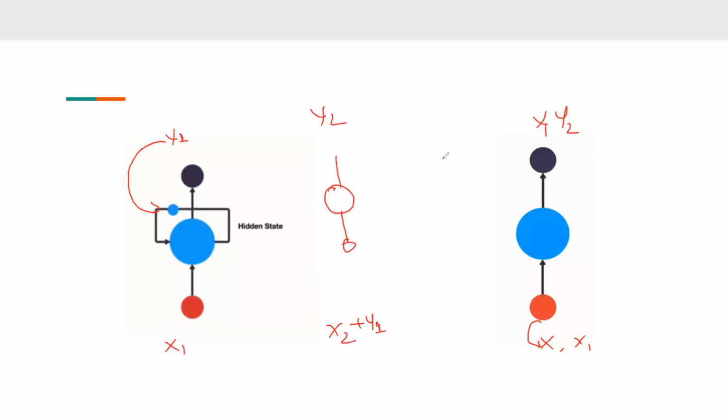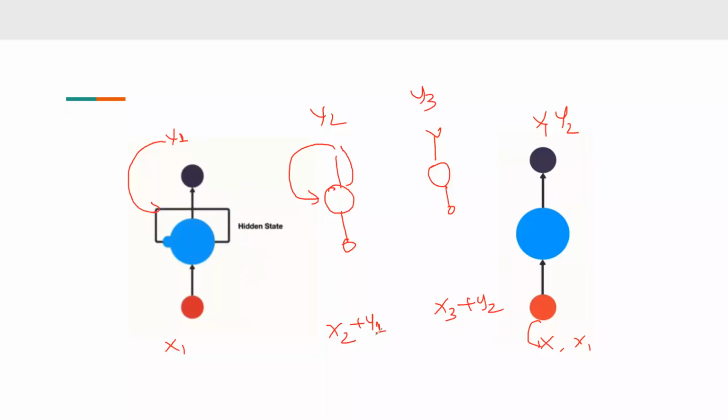Then if I take another cell, and pass X3, with X3 it will take the previous output, this was my Y2, so it will again pass Y2 here as input, and it will give me Y3. That's how it is taking the previous output of the cell.